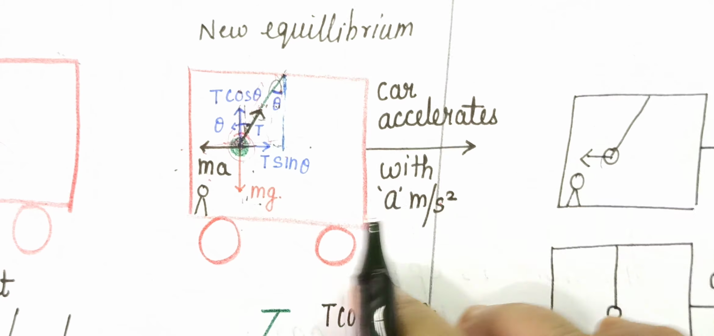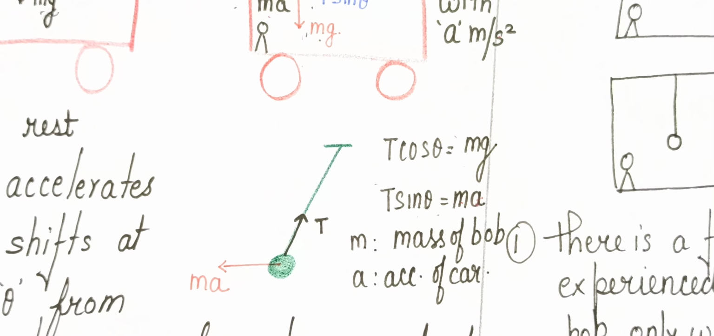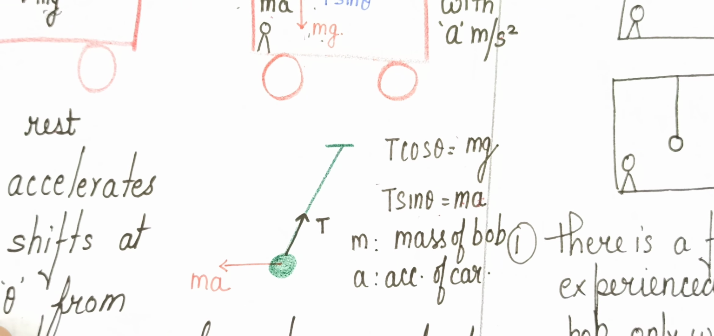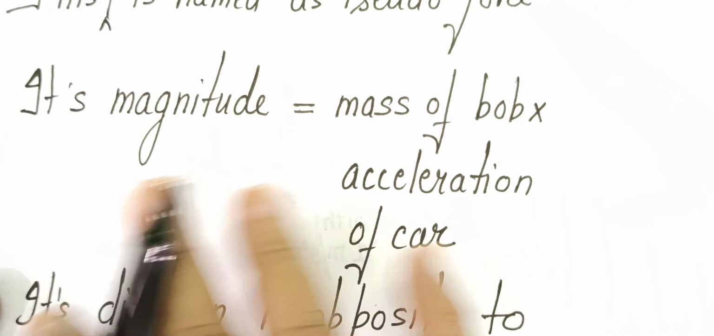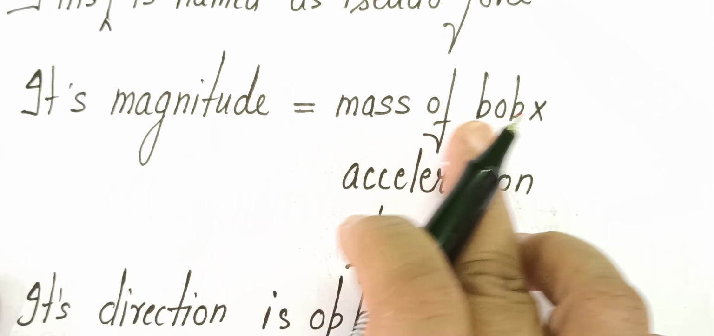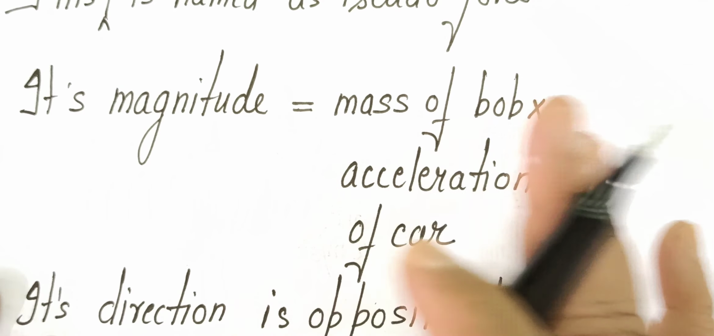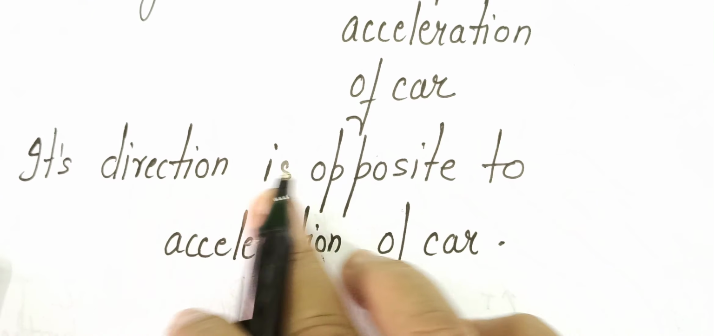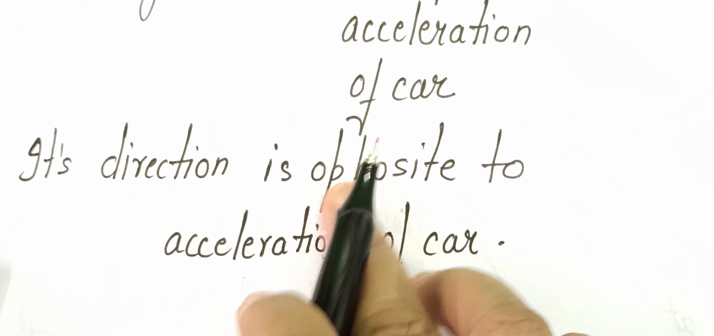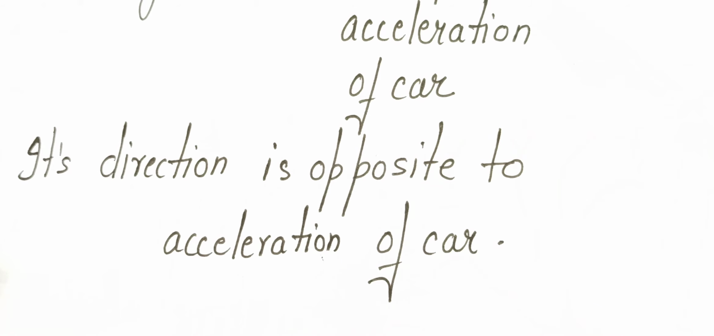So he concluded that this pseudo force has two properties. This pseudo force has a magnitude which is equal to the mass of the bob into the acceleration of that environment in which the bob is present and which is accelerating, and the direction of this force is just opposite to the acceleration of that environment, which is the car here.